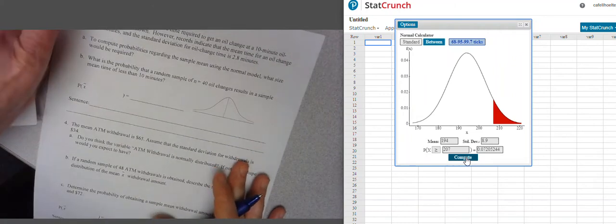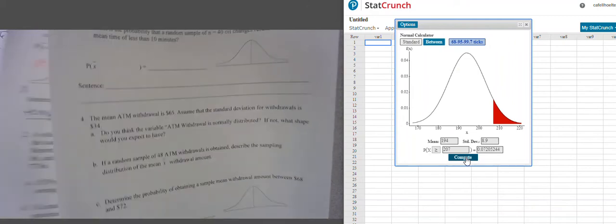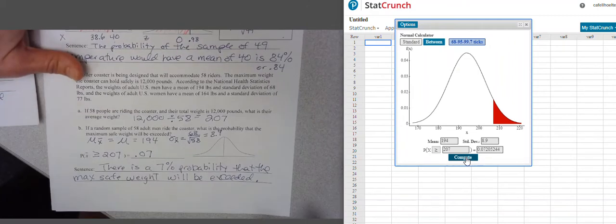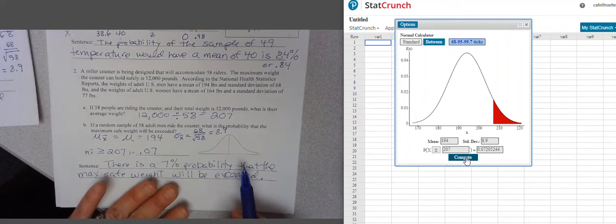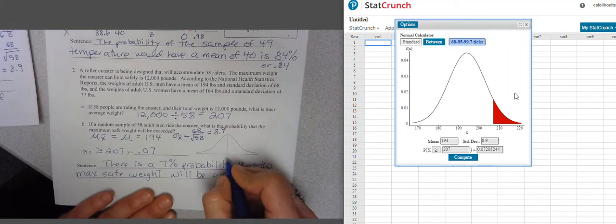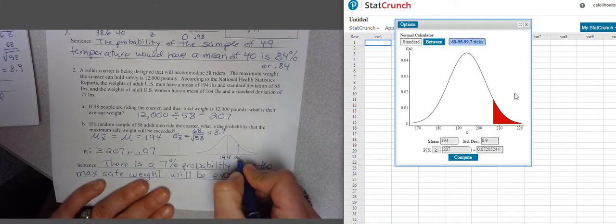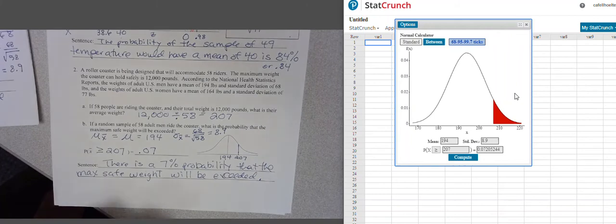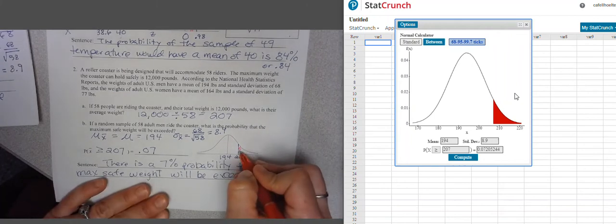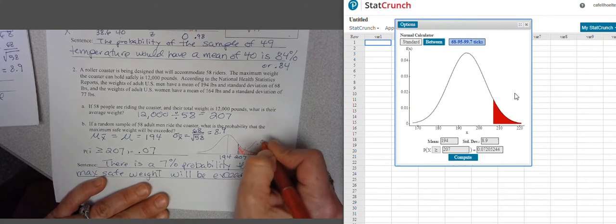Moving on to problem number 3. Actually, let's go back. I didn't fill out the normal model, so let's take a look at that so we have a visual of what's going on. I'd like you guys to get in the habit of putting here that the average weight of men is 194. We were up here at 207, and we wanted to know the probability that the average weight of the 58 men would exceed the 207. And we got that over there in StatCrunch. This right here was 0.07. All right, now let's move on.